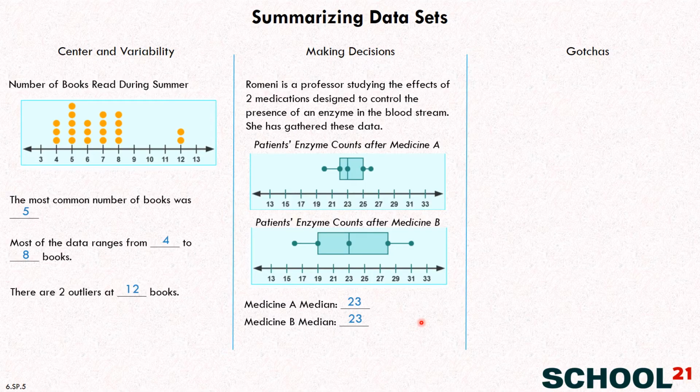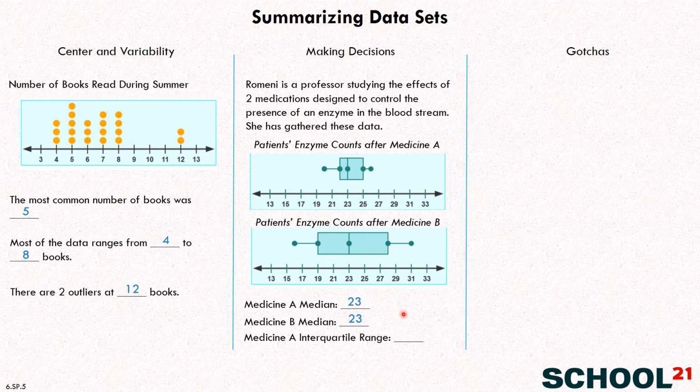But clearly these 2 graphs show that medicine A and medicine B are actually quite different. That would be important for Romani or any of the doctors using these medications or any of their patients to know that, right? So we need to also understand what the measure of the spread of the data, the variability of the data are. And so let's go ahead and find out what medicine A's interquartile range is, okay?